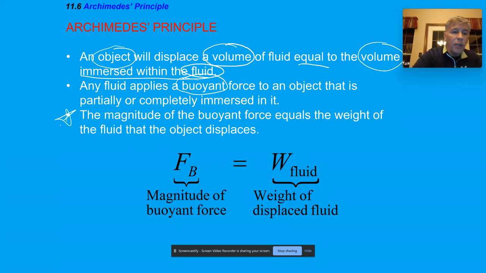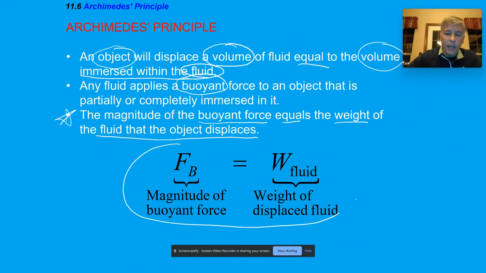So the key idea we're actually going to use is this one, that the magnitude of the buoyant force is equal to the weight of the fluid that is displaced. So this is the equation we typically have right here.